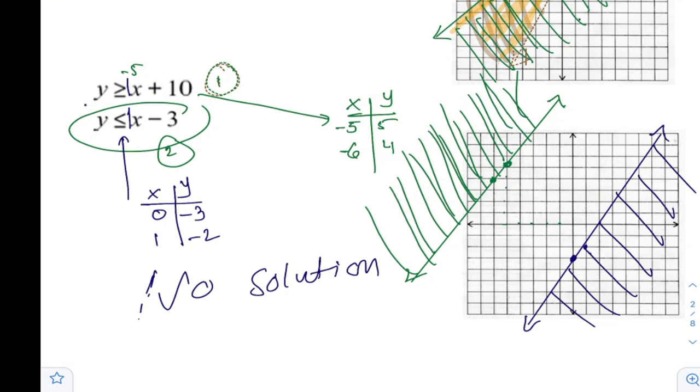Now, sometimes if this one is more than or equal, the shading will be here and there will be some common area. So not necessarily to have no solution if the lines originally were parallel lines.